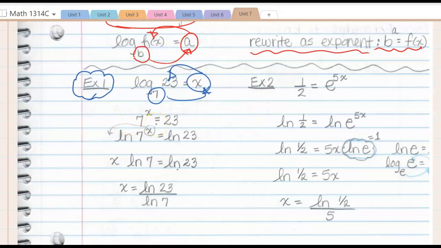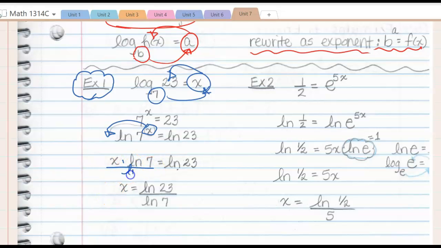In this case, I decided to take the natural log of both sides. When I take the natural log of both sides, that gives me the natural log of 7 to the x power is equal to the natural log of 23. Then I'm going to use the third property of logs that says I can bring my exponent to the front. So now I have x times the natural log of 7 is equal to the natural log of 23.